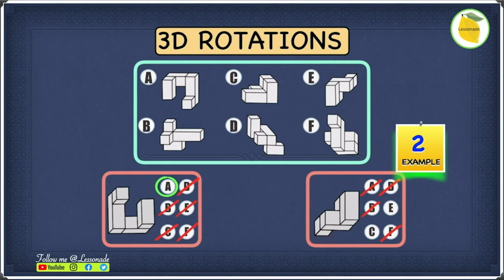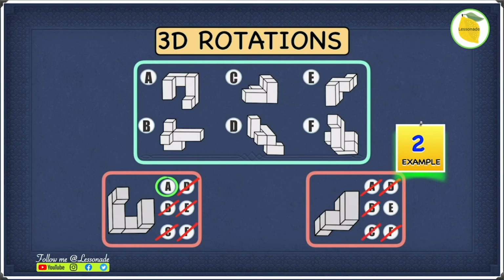But if you have a look at the actual 3D figure, you can see that one of the cuboids is actually stacked on top of the other cuboid. This cuboid is stacked on top of this cuboid. However, in C, they're just next to each other and they're not stacked on top of each other. Because they're not stacked on top of each other, let's cross out C.